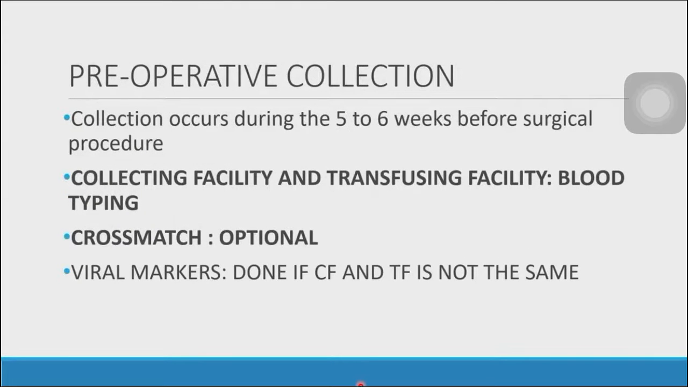So we have four types of autologous donation. We have preoperative collection, acute normovolemic hemodilution, intraoperative collection, and postoperative salvaging. Let's talk first about preoperative collection. It is a collection procedure which occurs during the 5 to 6 weeks before the surgical procedure. Just from the name, preoperative, so before operahan, 5 to 6 weeks before surgical procedure.